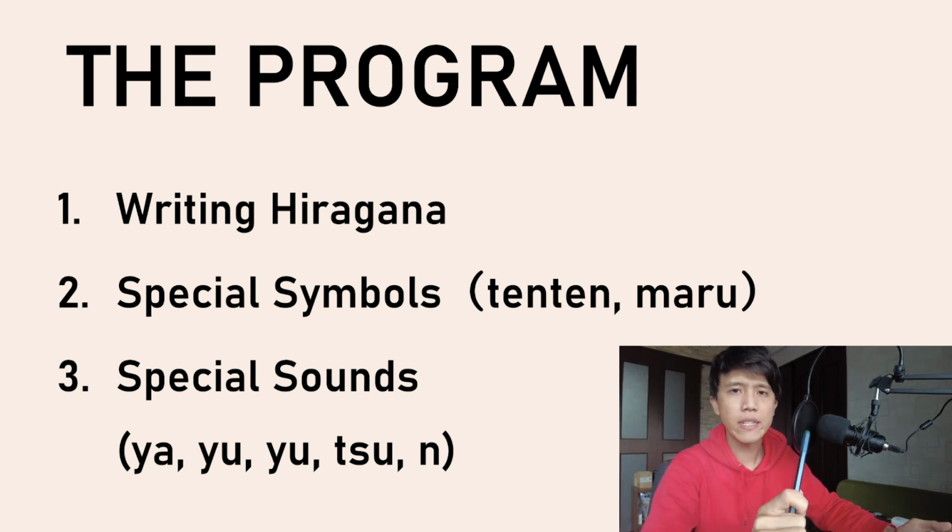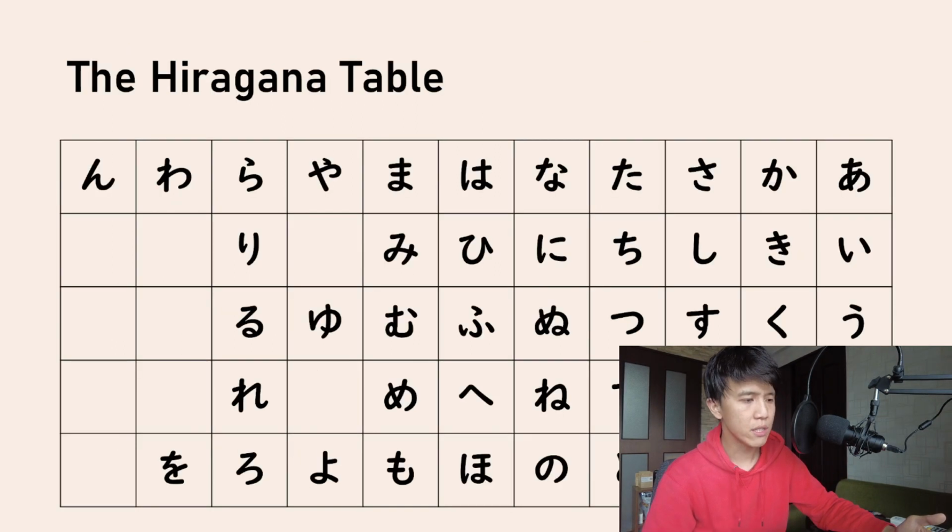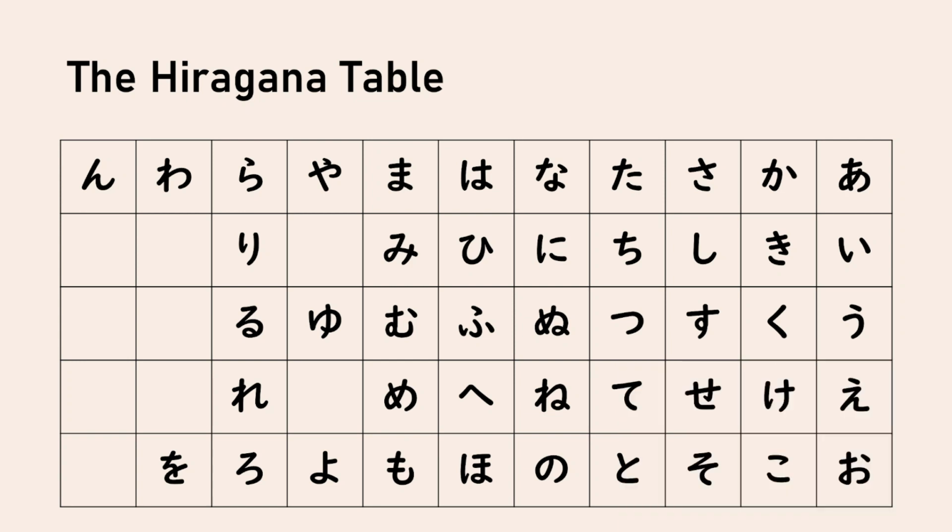By the way, in this series, I'm going to prepare three kinds of videos. The first one is this video about writing hiragana, the basic one. The second one will be about the special symbols, which are maru and tenten. And the third one will be special sounds like ya, yu, yo, tsu, and n. Okay? So let's move to the hiragana table. I believe you have already prepared your pen and paper. If not, please pause the video and take some.